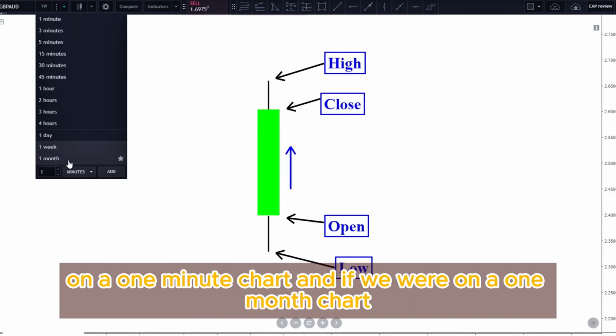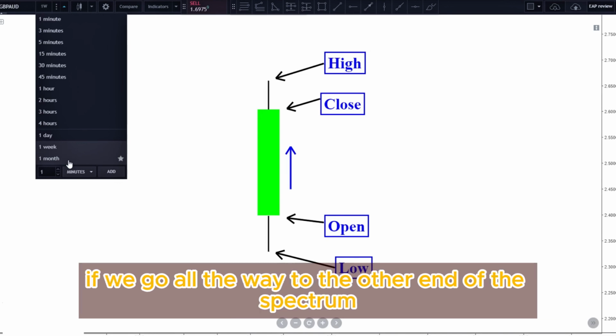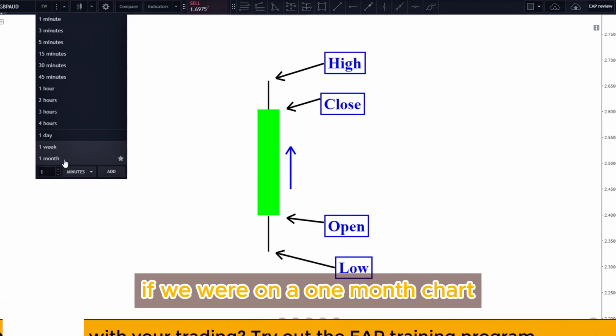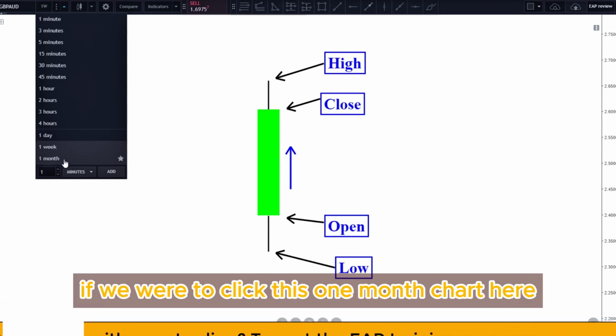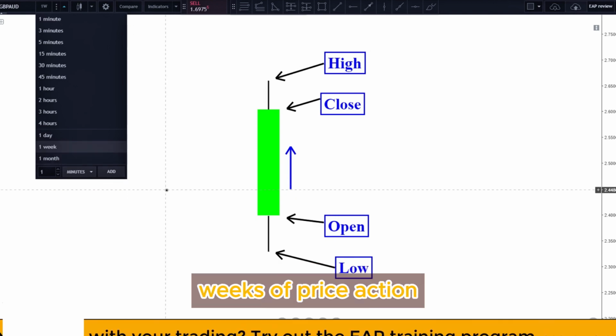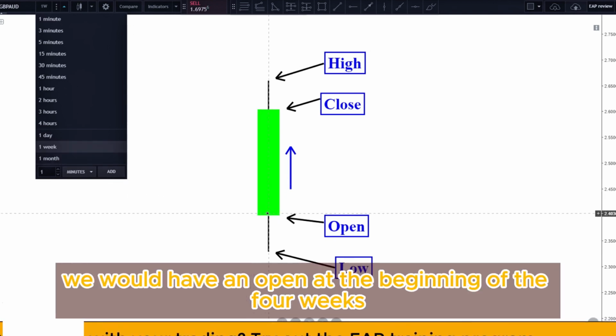And if we were on a 1 month chart, if we go all the way to the other end of the spectrum, then the same rules apply. If we were on a 1 month chart, if we were to click this 1 month chart here, then each candlestick on that chart would represent 4 weeks of price action. We would have an open at the beginning of the 4 weeks.